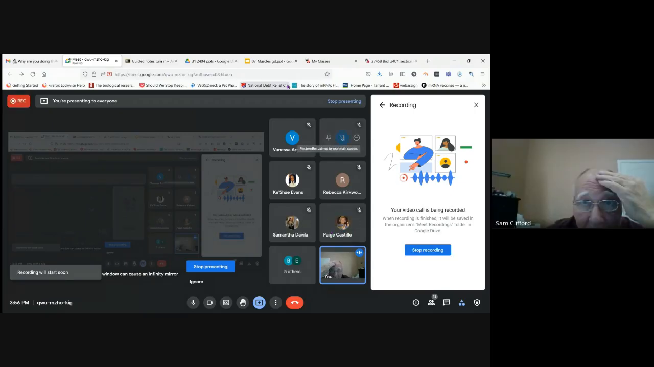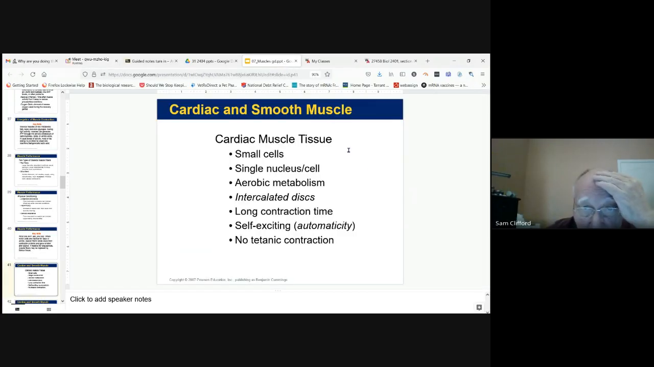So cardiac muscle is small cells, single or double nucleus. They depend on oxygen. That's why you have an extensive blood supply to the heart. That's why people who get clotting of the blood vessels in the heart can have a big problem. I luckily don't have much of that, but I have some, and my problem was my fluid in my heart.